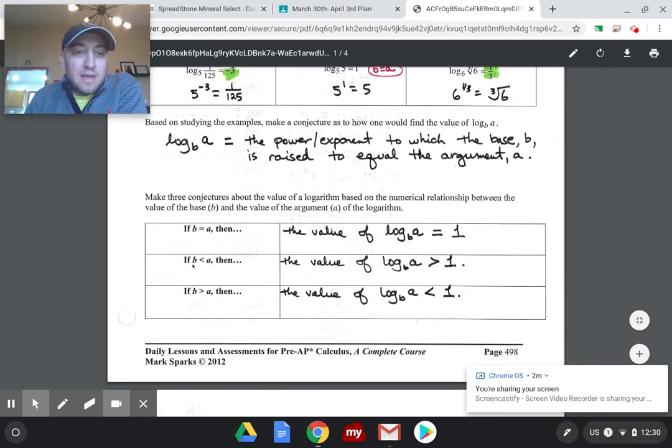The second one: if b is less than a, then you know that the value of your logarithm, log base b of a, is going to be greater than 1. And then if b is greater than a, then you know that the log base b of a is going to be less than 1.